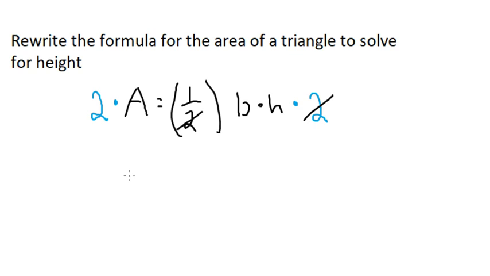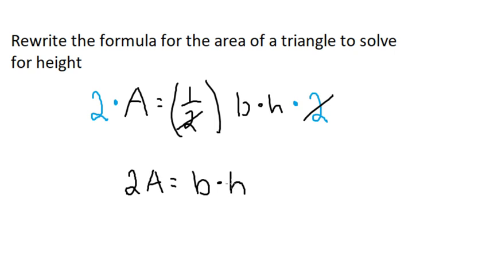So I'm going to be left with 2a is equal to b times h. And I would have this 1 here on the top as well, but since multiplying by 1 doesn't change anything, I can just leave it off. So now I have 2a is equal to b times h. And to finish solving for h, I want to get h by itself and in the numerator. It's already in the numerator, so I need to get it by itself.